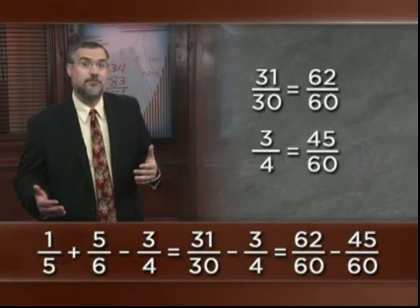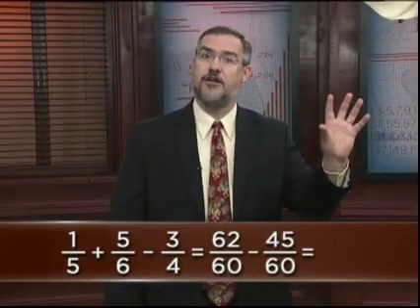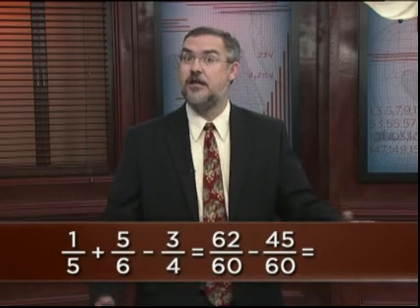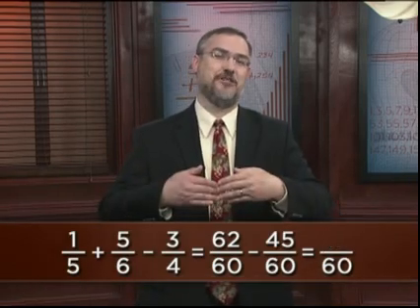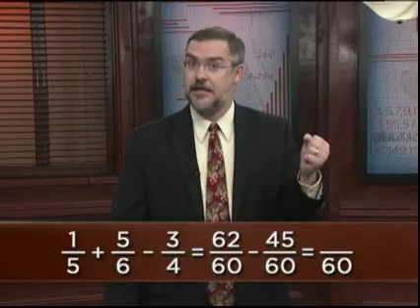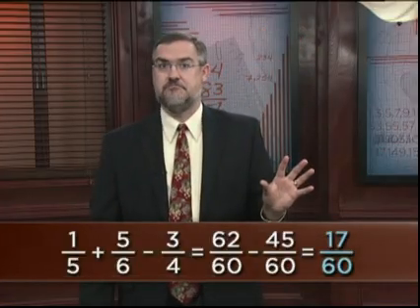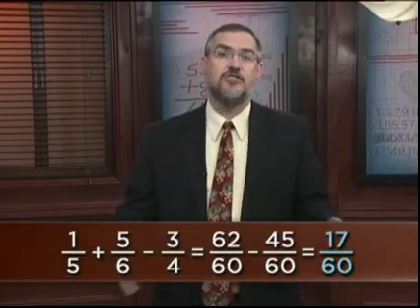And so my problem has now been rewritten as 62 over 60 minus 45 over 60. Same denominators, so I simply subtract the numerators. 62 minus 45 equals 17. And so my answer now is 17 over 60. And that's the answer to that original problem.